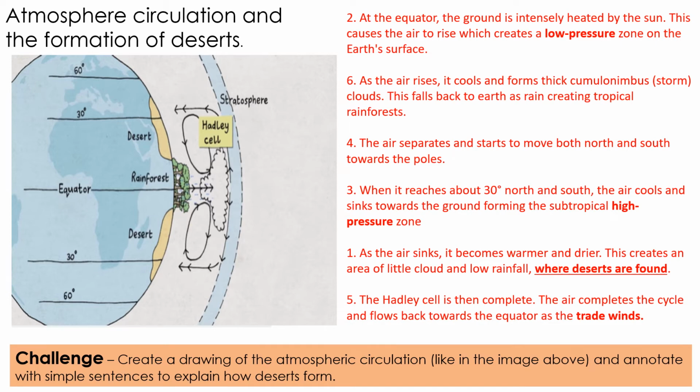Now, I want you just to make sure that you're familiar with that. I know that we've looked over it as classes together, but there's just a little bit of a challenge to get people thinking in more depth about what's happening here. What I'd like you to have a go at doing is drawing the image above of atmospheric circulation. And then I'd like you to annotate your image with simple sentences from the right hand side to try and explain how deserts are formed. If you'd like to have a go at the challenge, pause the PowerPoint now and try to complete that task.